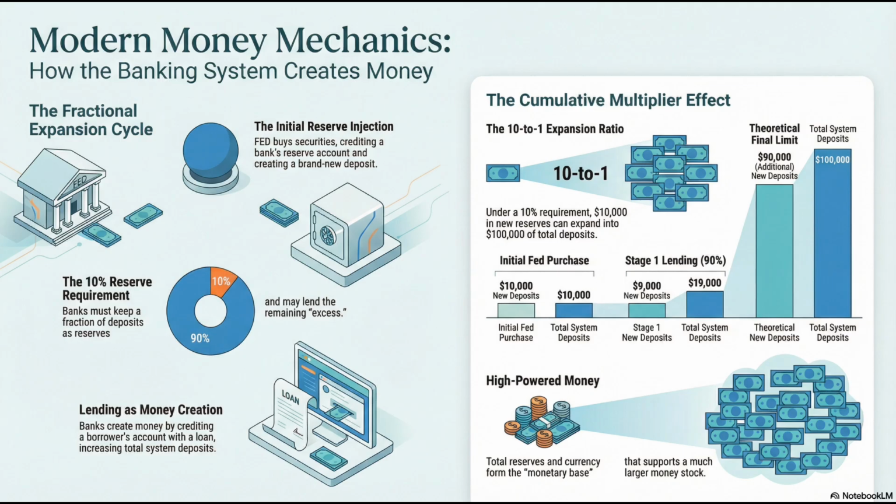It's the classic Hollywood montage version of economics. I mean, it makes for a great visual, but it's almost entirely fiction. Which brings us to our source for today's deep dive. We are looking at a document called Modern Money Mechanics. And it basically takes that whole Hollywood printing press image, crumples it up, and throws it right in the trash.